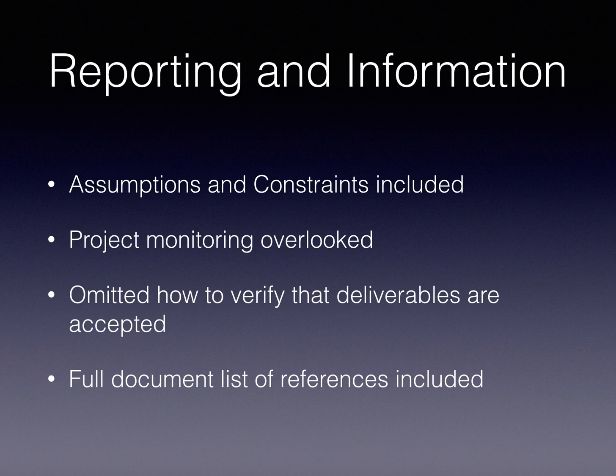So with the reporting and information, assumptions and constraints were included well in the document. The project monitoring was overlooked. Although we're keeping timesheets and we're making sure that we're meeting our milestones by keeping to a schedule, there's no record of that in the project management document. We also omitted how to verify that deliverables are being accepted by the client, which is an important thing in the workplace. It's what contracts are made of and really can make a huge difference to a project. So I can't understand how it was overlooked. The full document list of references was included, and that was successful.